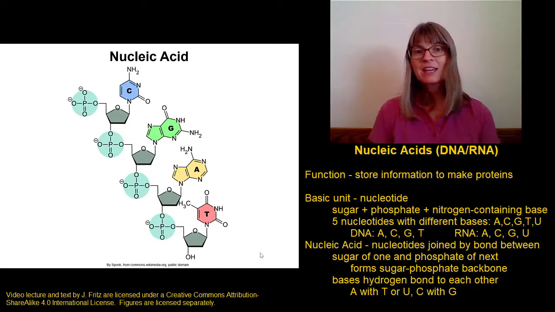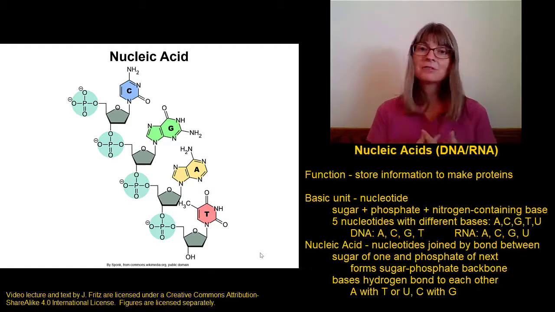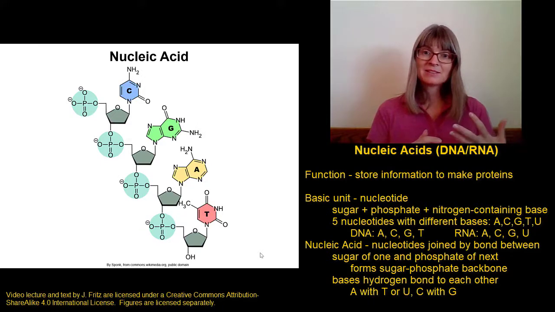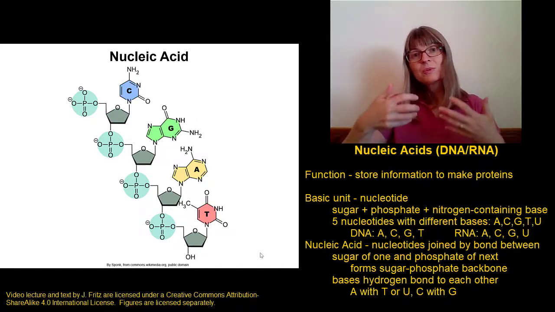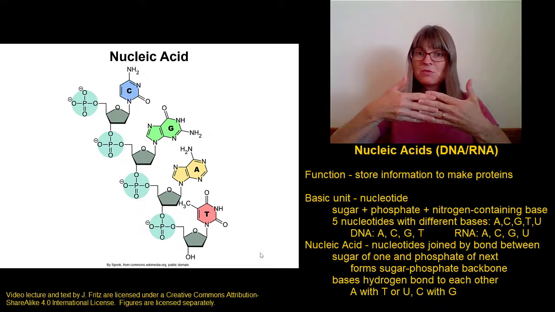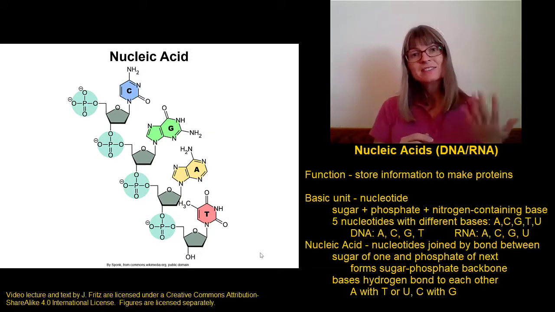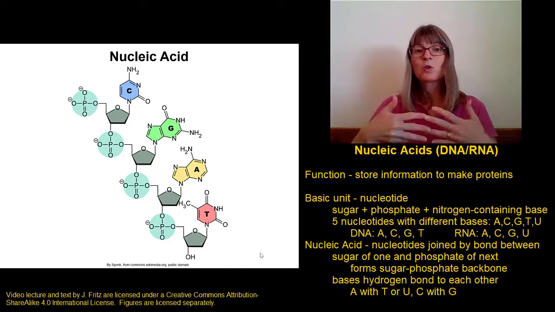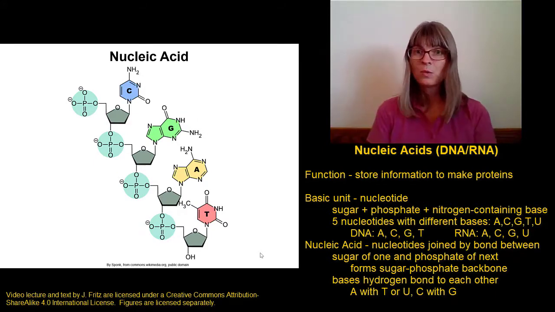The bases can be held together by hydrogen bonds. The adenine or A bases can form hydrogen bonds with either thymine or uracil, so we have either A with T or A with U holding those together. And the cytosine forms hydrogen bonds with the guanine, so C and G always go together.